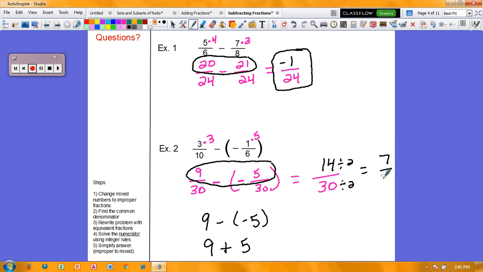And that would be 7 over 15. And then circle or box in your answer.